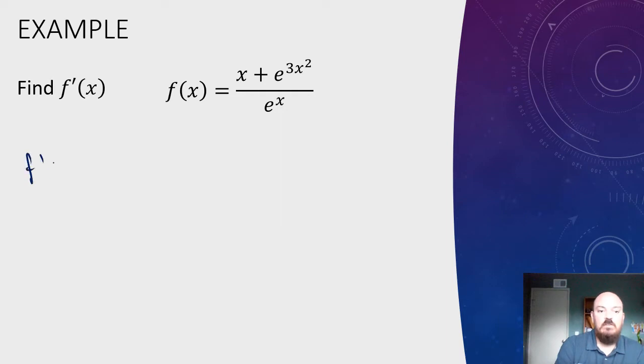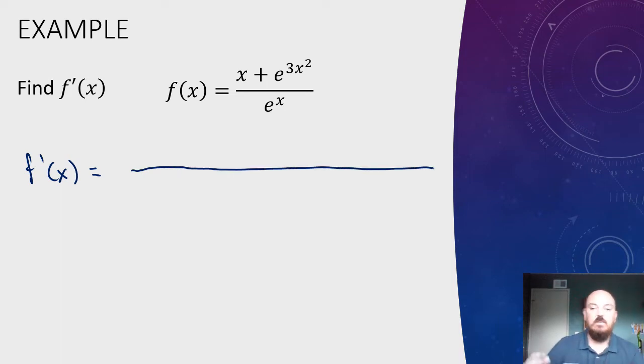So when I go find f prime, once I realize it's a quotient rule question, I always draw myself this big fraction to work with. And the first thing I do is I take the bottom and I square it: e to the x squared. And then it's derivative of the top. That one, I think I'm going to do off to the side. I'm going to leave a space for it now.